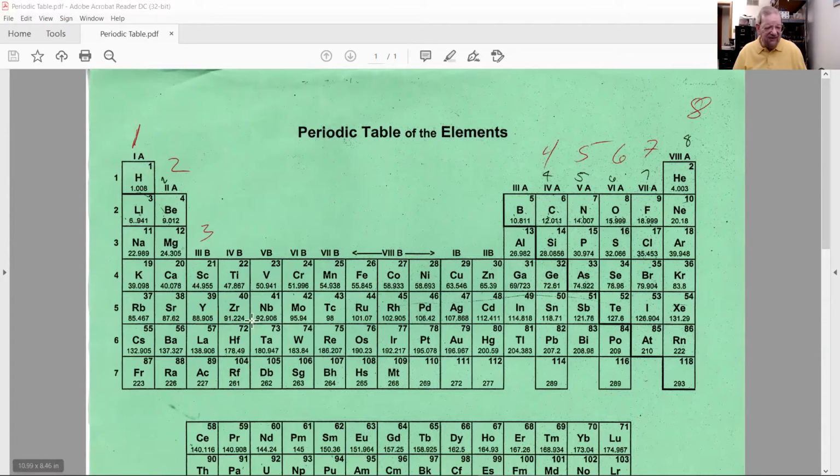And I got sidetracked by a question, so I better get back on track. I am calcium. How many valence electrons? It has 2.